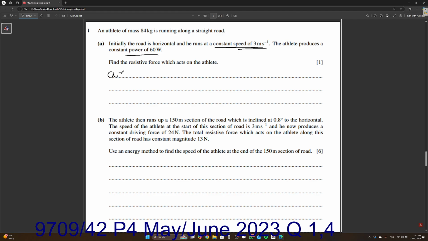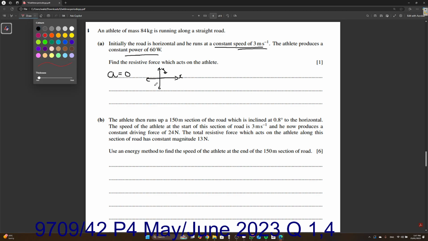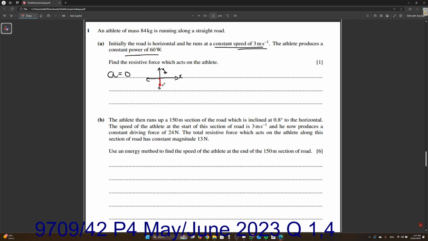What does constant speed mean? It means a is equal to 0. So whenever you have resistive forces, I always tell you to draw the FBD. Okay, so y-axis, x-axis, let's draw it. We're gonna start with the weight. Okay, he's moving to the right. Let's call this force E. I always like, when working with power, I call it E. And backwards we have R, which is the resistive force, and you have N.